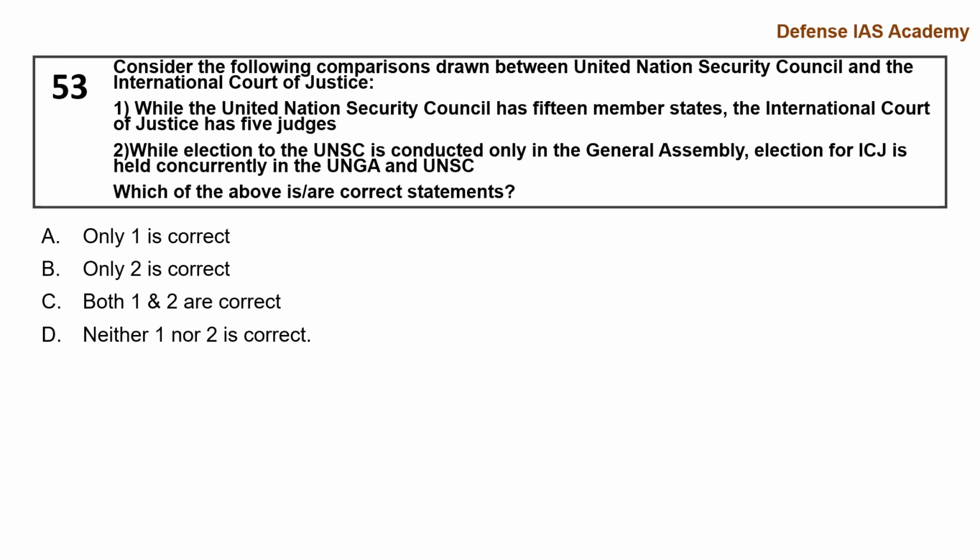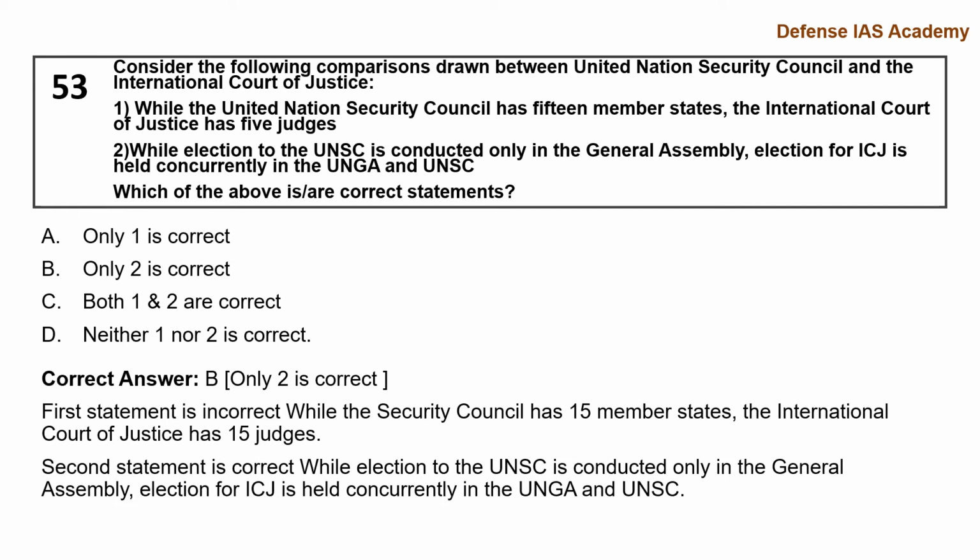Question 53. Consider the following comparisons drawn between the United Nations Security Council and the International Court of Justice. 1. While the United Nations Security Council has 15 member states, the International Court of Justice has 5 judges. 2. While election to the UNSC is conducted only in the General Assembly, election for the ICJ is conducted in the UNGA and UNSC. Which of the above statements are correct? The correct answer is B.